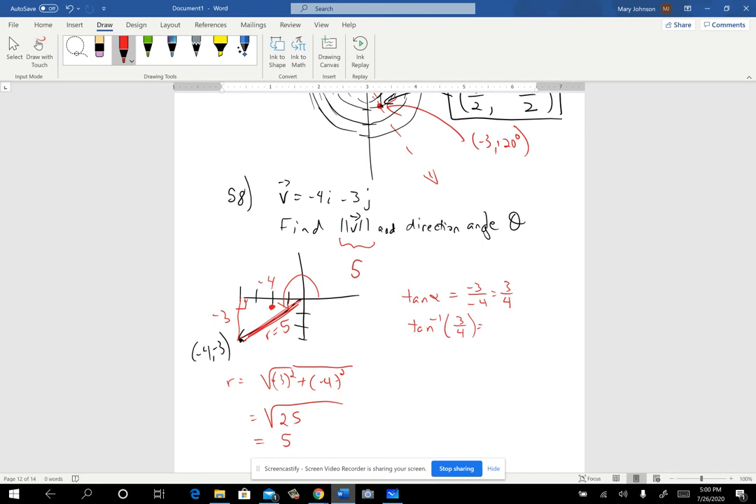Okay, this is number 58. I was going to see if they wanted the nearest tenth of a degree.